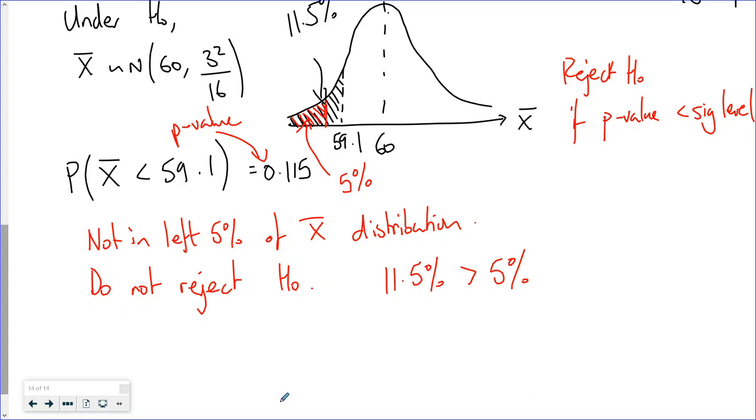And we would have to do the same conclusion as we did with the critical region, but I'm not going to write that out again.